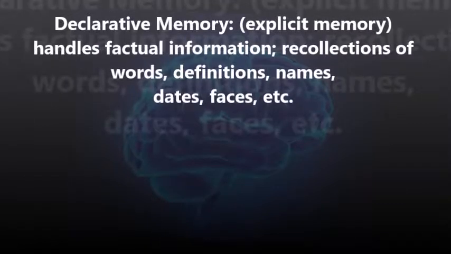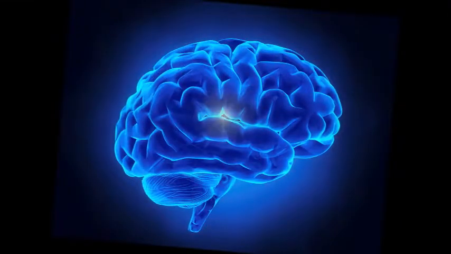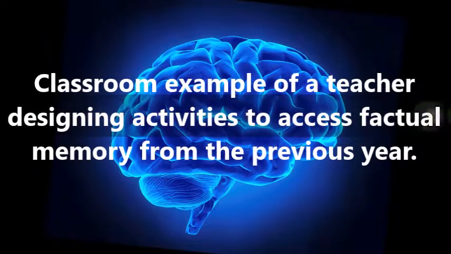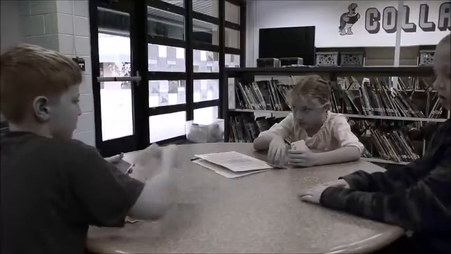The other type of memory that teachers need to remember is the declarative memory, or explicit memory, which handles factual information, recollections of words, definitions, names, dates, faces, etc. The following is an example of a 3rd grade teacher who helps her students remember their factual memory from the previous year.